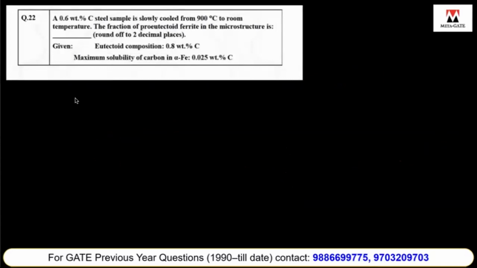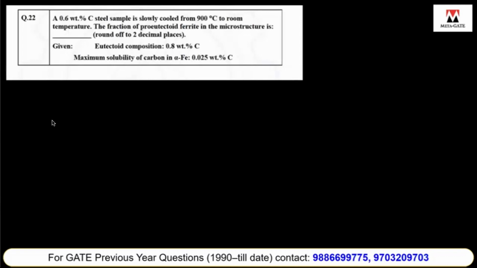The 0.68% carbon steel sample is slowly cooled from 900 degrees centigrade to room temperature. The fraction of the pro-eutectoid ferrite in the microstructure is given. Eutectoid composition is 0.8 percentage carbon. Maximum solubility of carbon in alpha iron is 0.025.